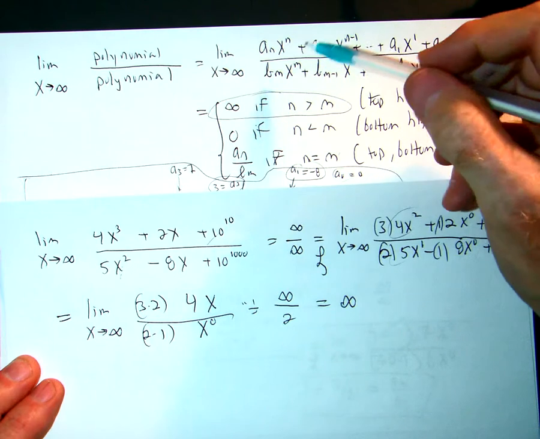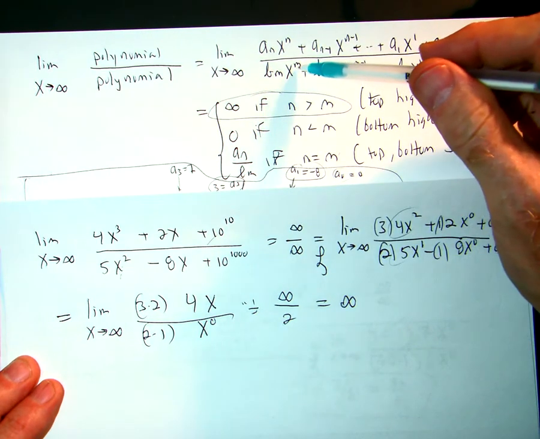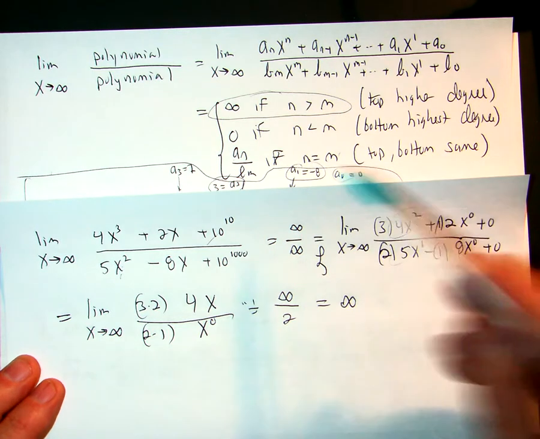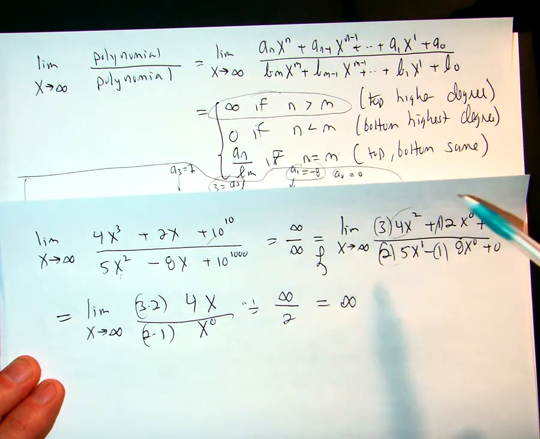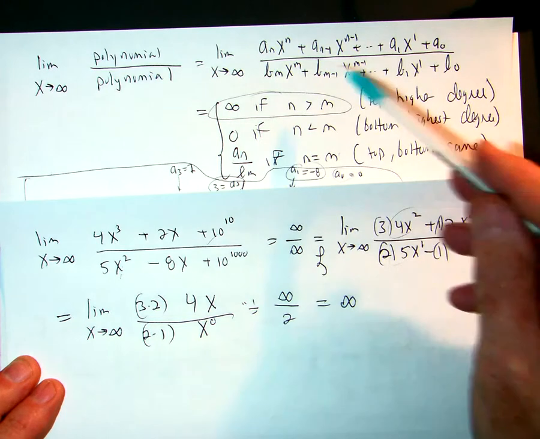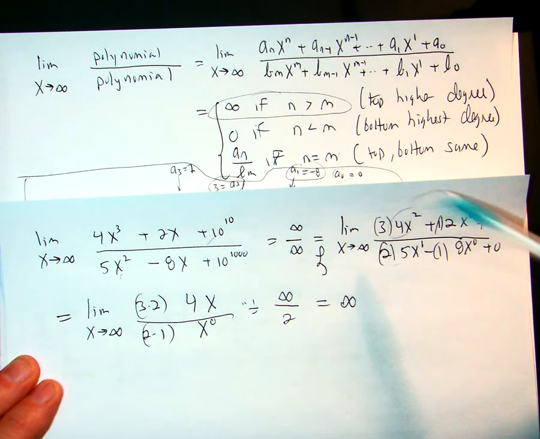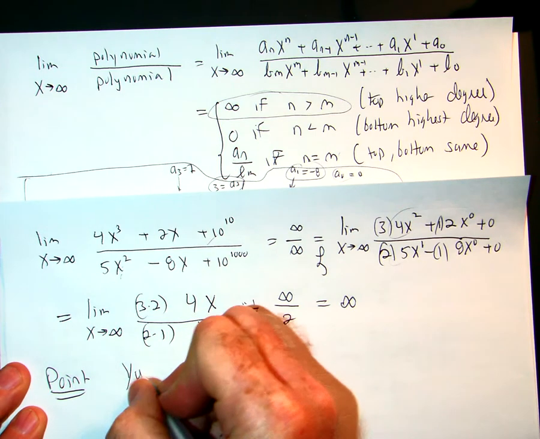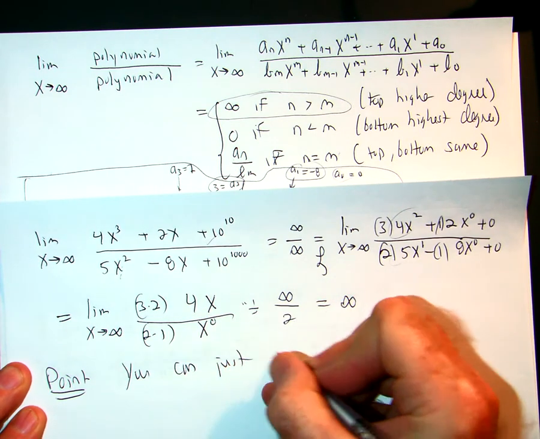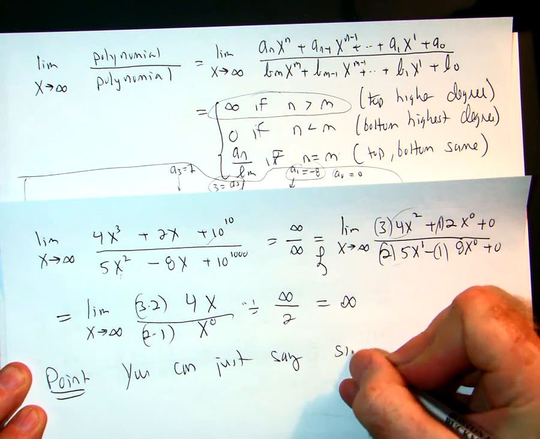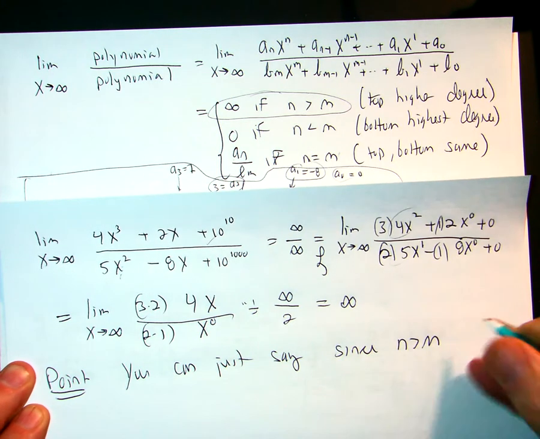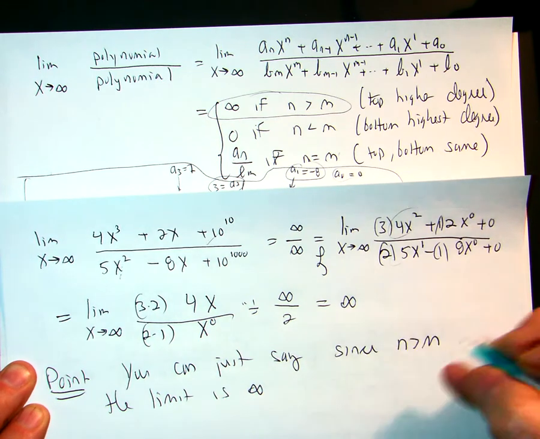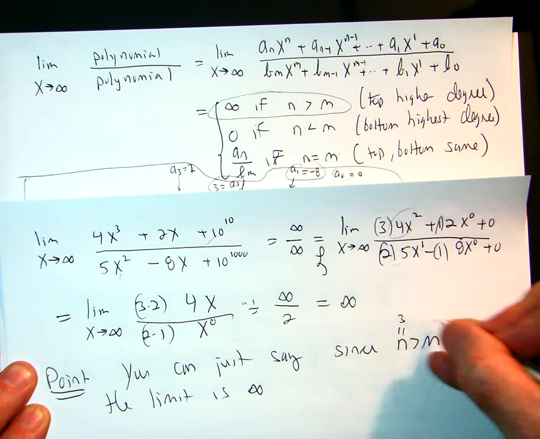So the same thing is going to happen here. Eventually, we're going to run out of powers of x. We're going to get to a constant. There's still going to be a power of x here. That's infinity. And in the opposite case, all these x's are going to go away till you get a constant, and you'll still have powers of x here. You'll get 1 over infinity. So the point, you can say, since n is greater than m, the limit is infinity. It's good to say what n is, which is 3.